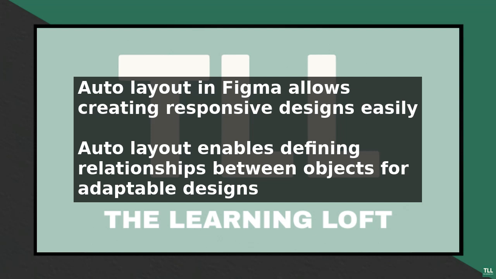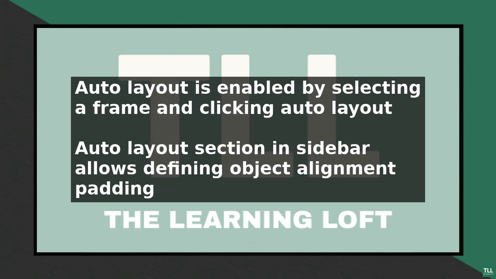To get started with Auto Layout in Figma, open your design file and select the frame you want to work with. Then go to the right sidebar and click on the Auto Layout button. This will enable auto layout for the selected frame. Once auto layout is enabled, you can start defining the relationships between objects.